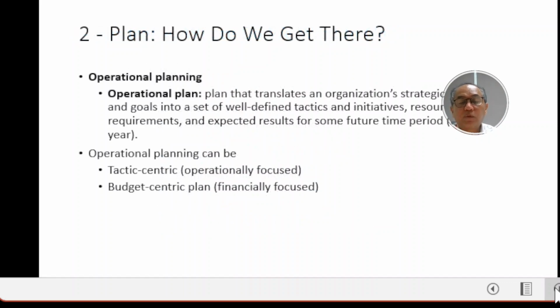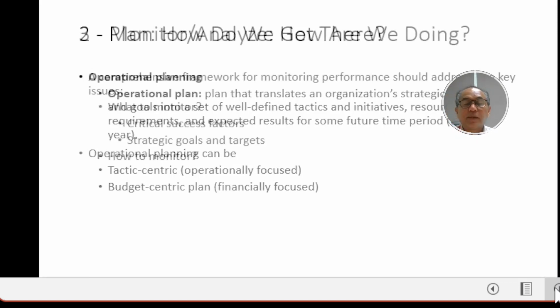Now we move into operational planning. Operational planning will translate an organization's strategic objectives into goals, a set of well-defined tactics, initiatives, resources, what are the resources that you require, and then planning. Operational planning can be tactic-centric, which is operational focus, or budget-centric, which is financial focus.